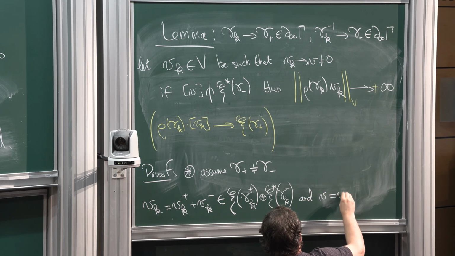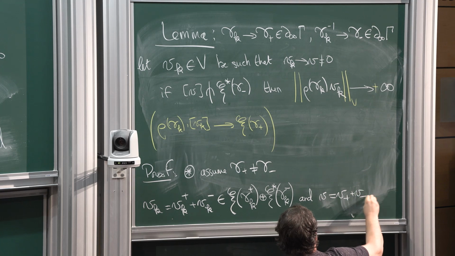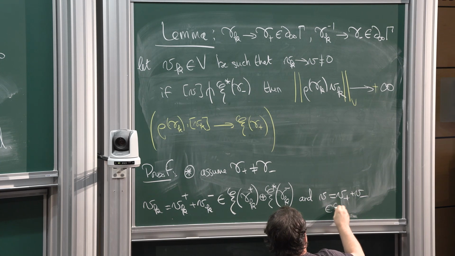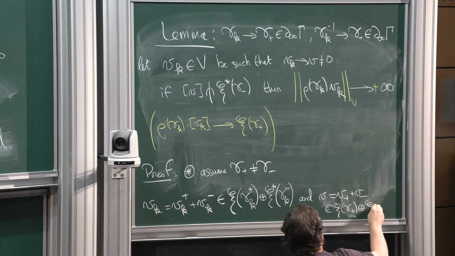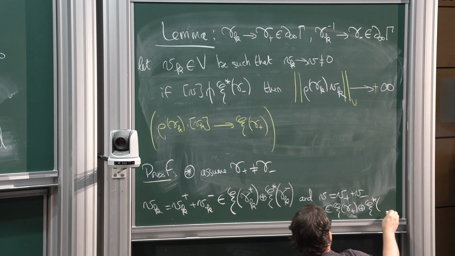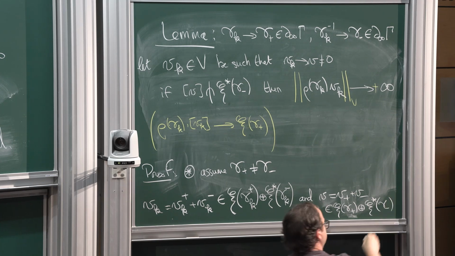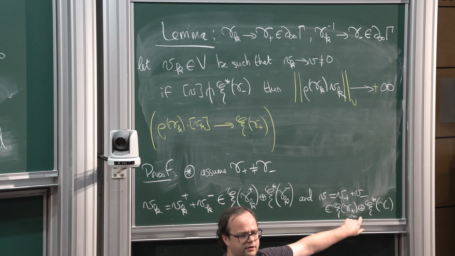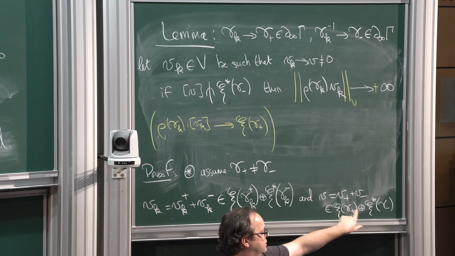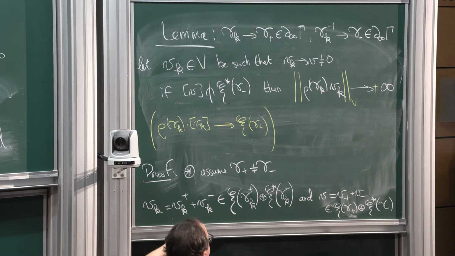And also v will be decomposed as v plus plus v minus, where v plus is in the line psi of gamma plus, and v minus is in the hyperplane psi of gamma minus. But for this decomposition to even make sense, you need transversality, right? So for this to be defined, we're using that gamma plus is distinct from gamma minus.